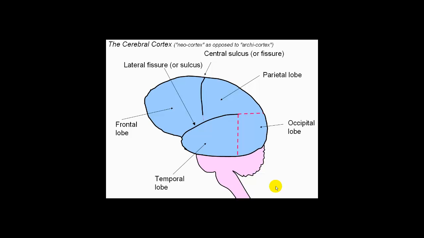Now, using these big fissures as landmarks, one can divide the cortex up into different parts. It turns out that a neuroanatomist can also divide it up based upon other more detailed characteristics. But for our purposes, this will be sufficient.